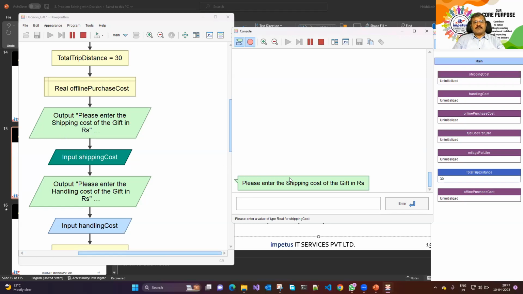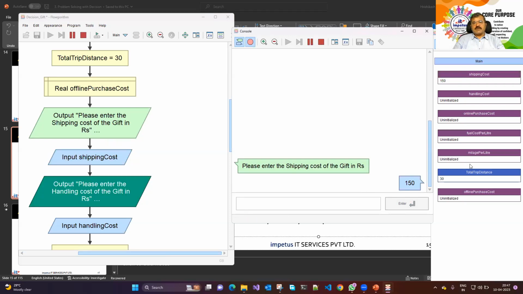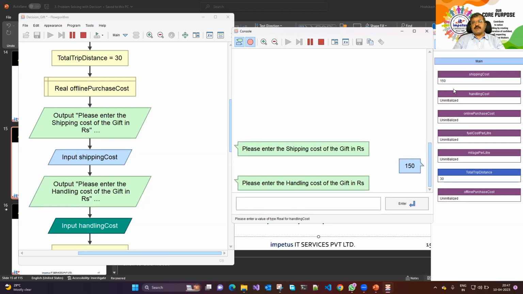It has prompted the message, please enter the shipping cost of the gift in rupees. The shipping cost is, suppose, 150 rupees. Okay, that's input shipping cost. So we have accepted the shipping cost. So look at this, 150 has been accepted over here.